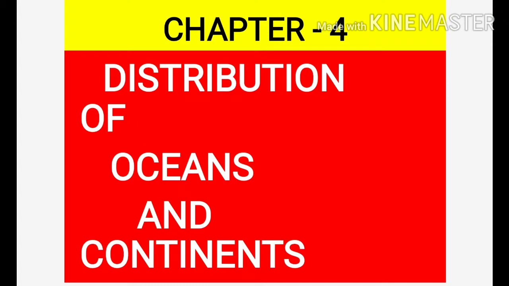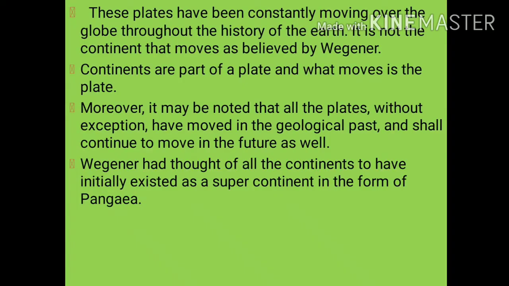Now let's discuss what exactly plate tectonic theory explains to us. According to plate tectonic theory, there are tectonic plates which are present inside the Earth's surface and which have been constantly moving over the globe throughout the history of the Earth. It is not the continent that moves, as believed by Wegener. Continents are a part of a plate and what moves is the plate. Moreover, it may be noted that all the plates without exception have moved in the geological past and shall continue to move in the future as well.